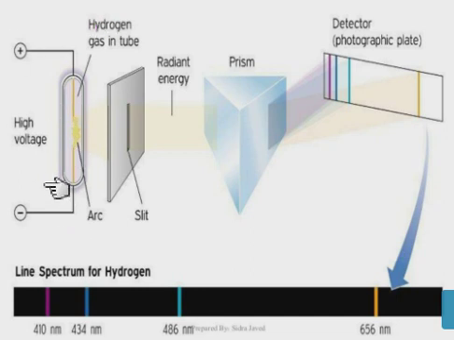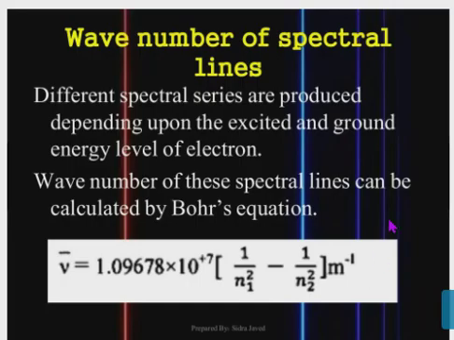This is the hydrogen gas tube, with a voltage discharge. The light comes through a slit, and when the radiant energy falls on the prism, after the prism we have a photographic plate. On the photographic plate we get the discrete hydrogen line spectrum, which looks like this: violet, then sky blue, and this one yellow.